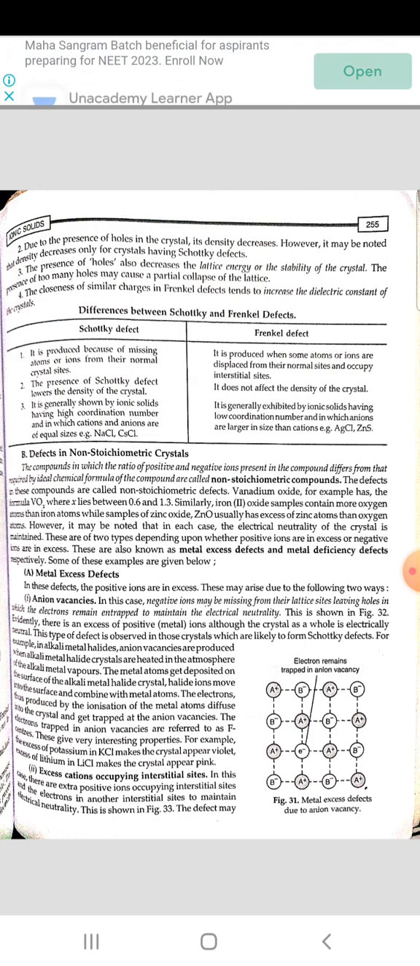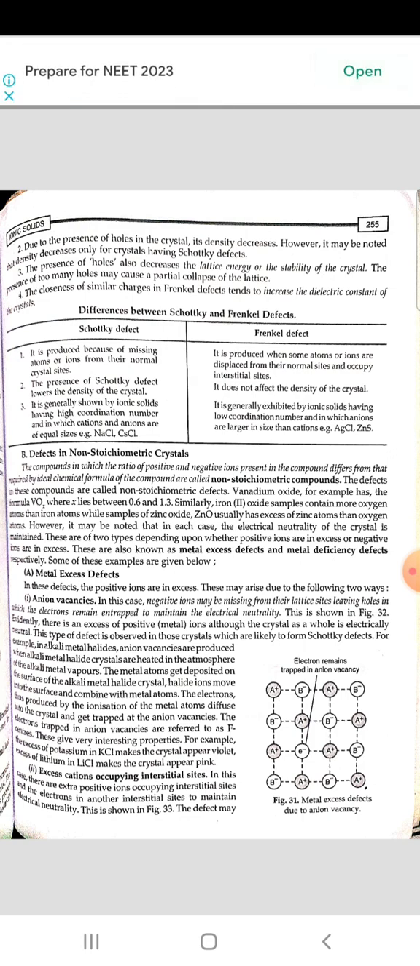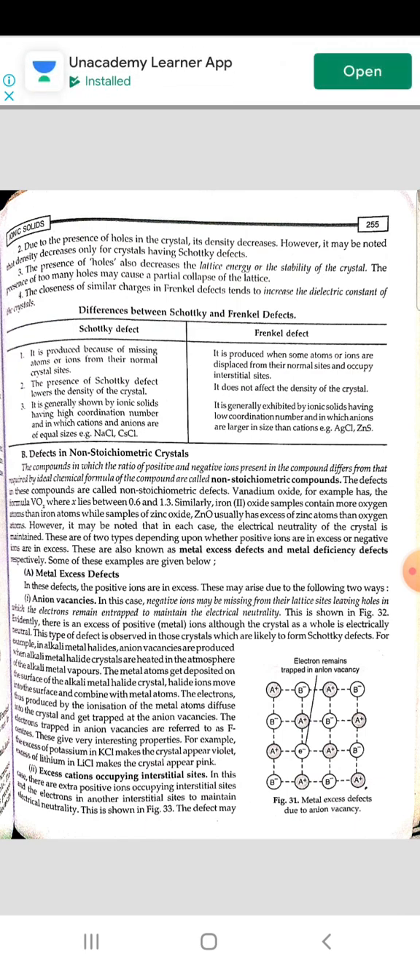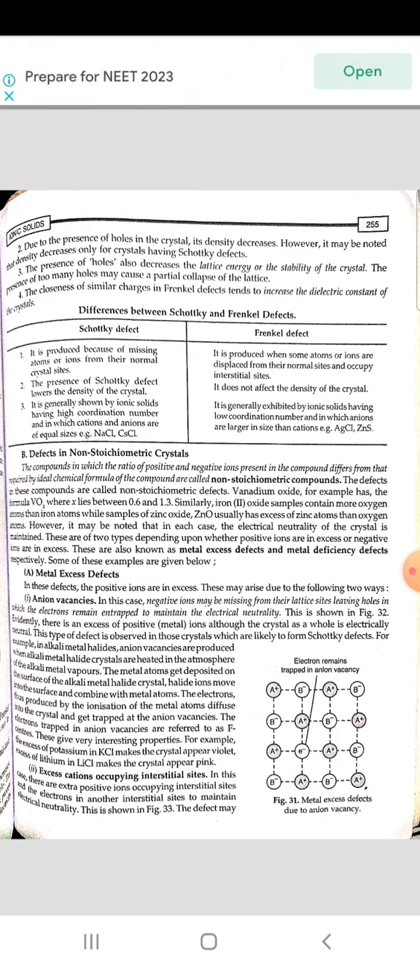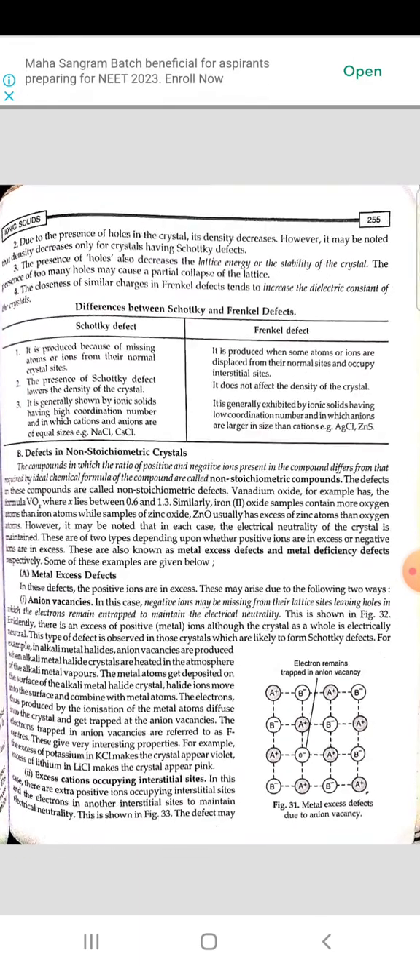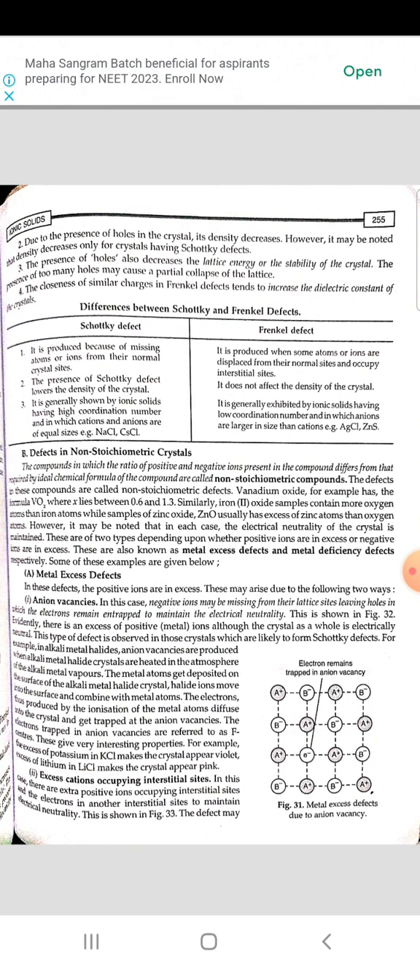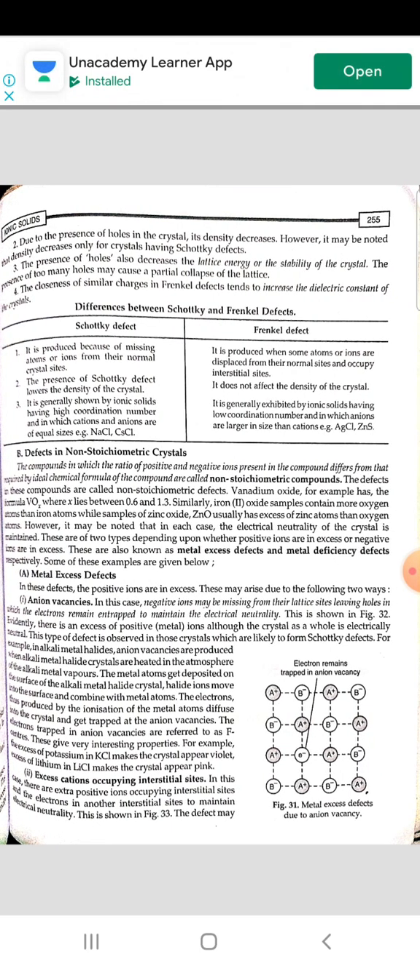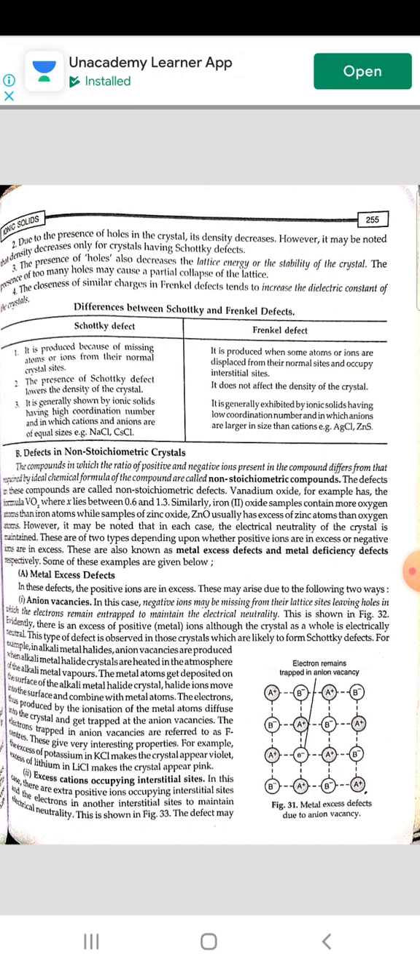Metal excess defects. In these defects, positive ions are in excess. They may arise in the following two ways. Anion vacancies: in this case, negative ions may be missing from their lattice sites, leaving holes in which electrons remain entrapped to maintain the electrical neutrality. This is shown in figure 32. Evidently, there is an excess of positive metal ions, although the crystal as a whole is electrically neutral. This type of defect is observed in those crystals which are likely to form Schottky defect.